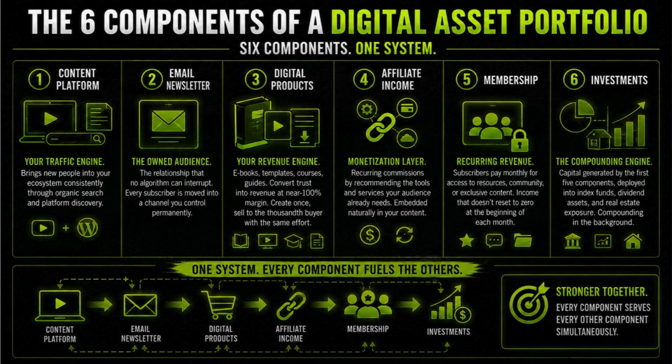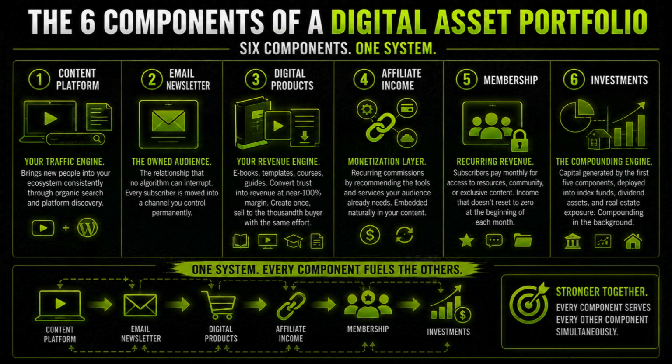Component 3, digital products. eBooks, templates, courses, guides, the knowledge-based assets that convert your audience's trust into revenue at near 100% margin. Once created, they sell for the 1,000th buyer with the exact same effort it took to serve the first. Component 4, affiliate income. Recurring commissions earned by recommending the tools, platforms, and services your audience already needs, embedded naturally in the content you're already creating. Not an additional effort, a monetization layer on top of work that exists.